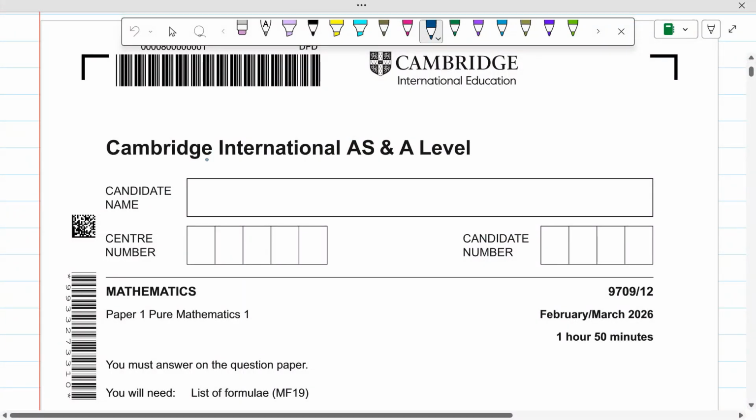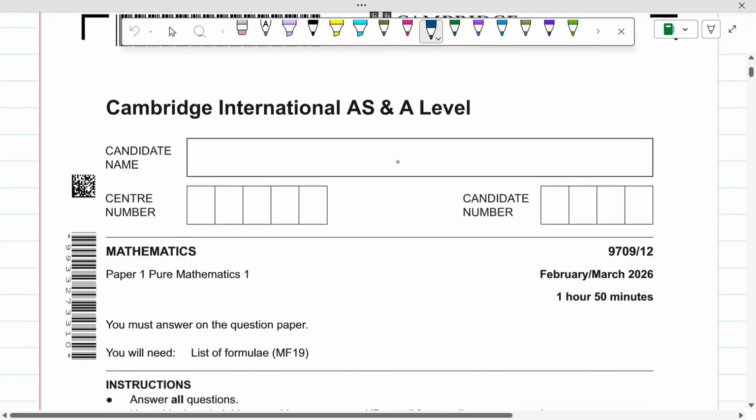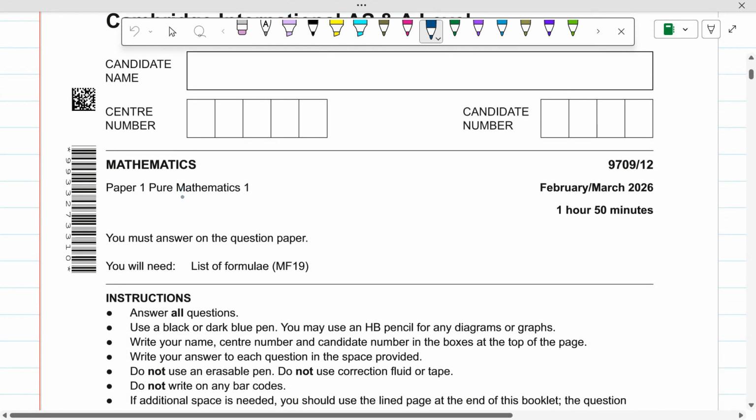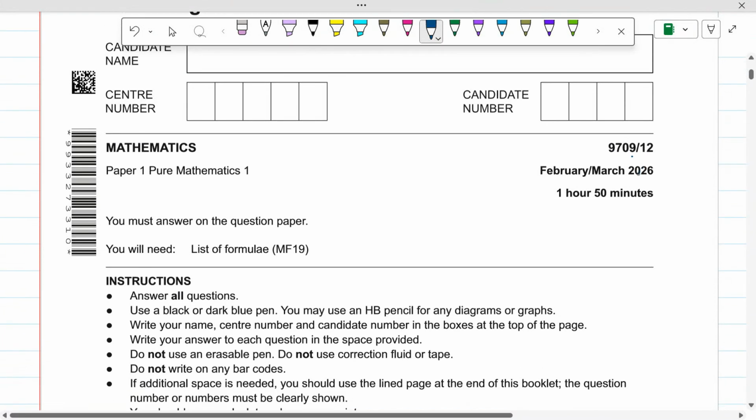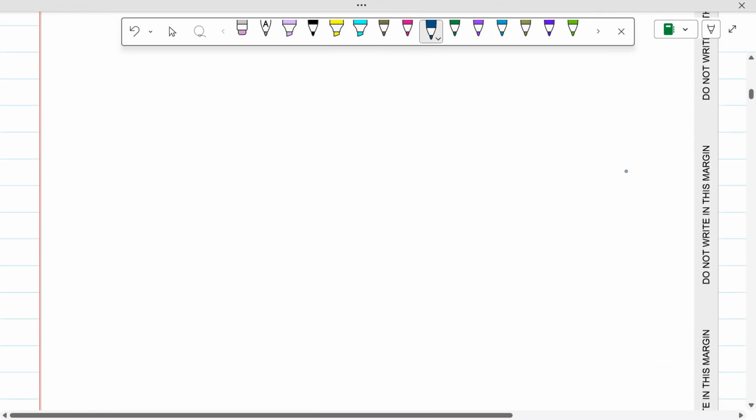Everyone. We are going to start the Cambridge International AS and A-level mathematics paper, which is Pure Mathematics 1, for the February-March 2026 session. The code is 9709/1 with variant 2. Okay, let's move to question number 1.